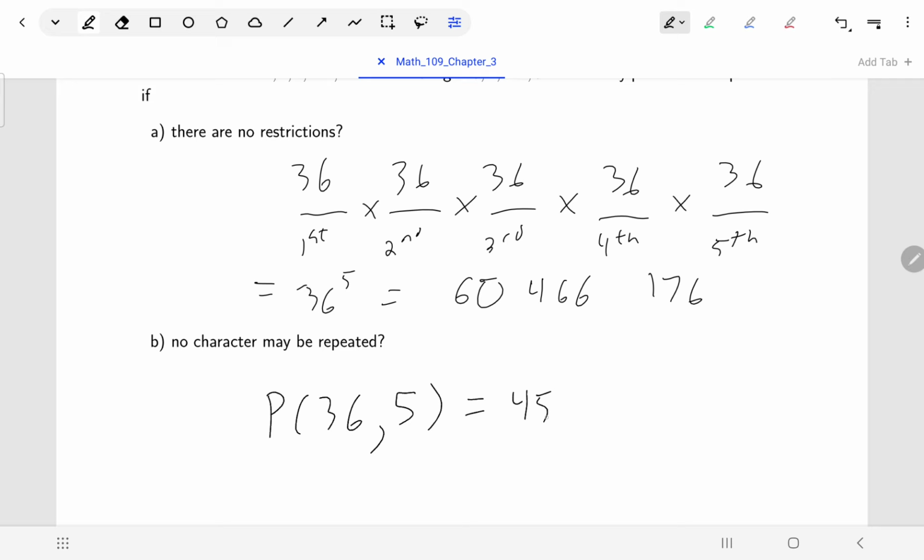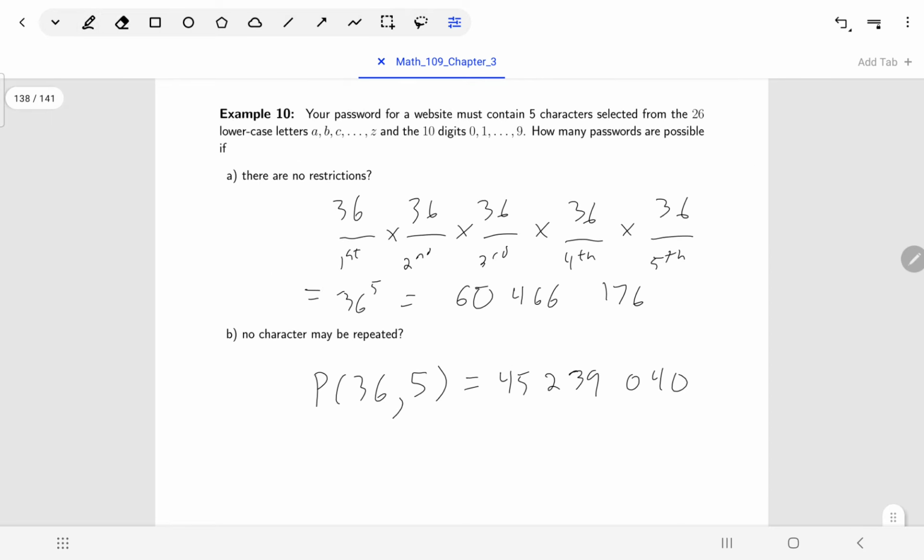And that's 45 million 239,040 possible passwords. So if we allow ourselves to repeat things, we've got over 60 million passwords. If everything needs to be different, then 45 million thereabouts.